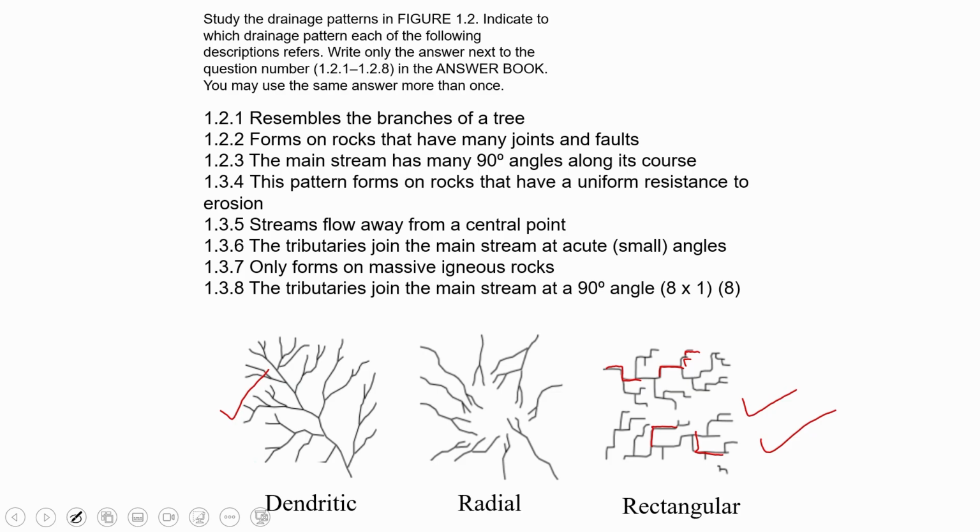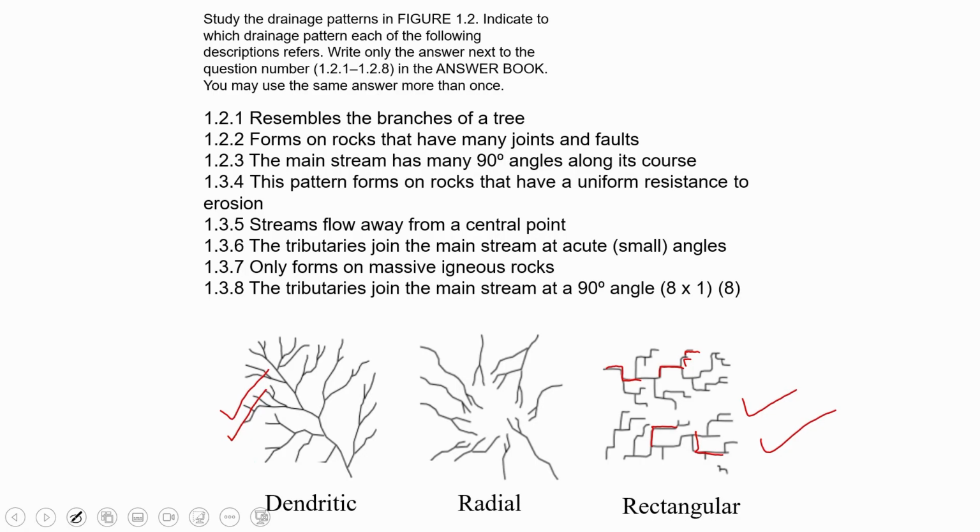1, 3, 4. This pattern forms on rocks that have got a uniform resistance to erosion. We even made an example, you remember? We said igneous rocks are an example of rocks that have got uniform resistance. And what was that? The dendritic, dendra, shaped like branches of a tree. Easy, isn't it? My dear learners, these marks are very easy to pick up. So please keep it simple. Just identify the definition and identify the pattern. Then you are good to go.